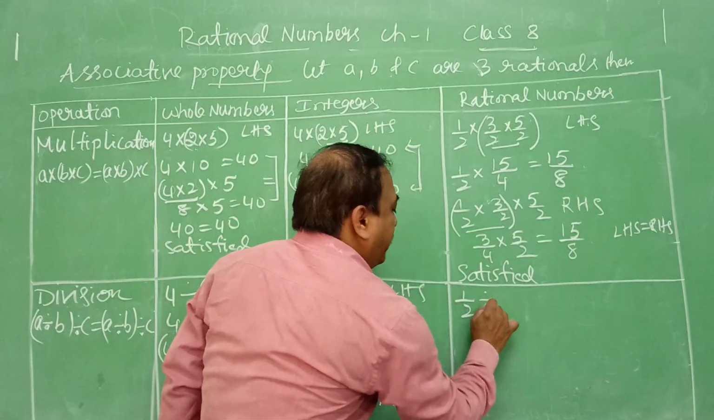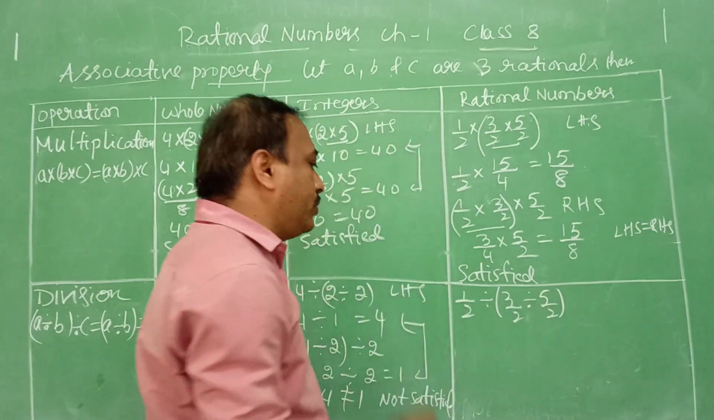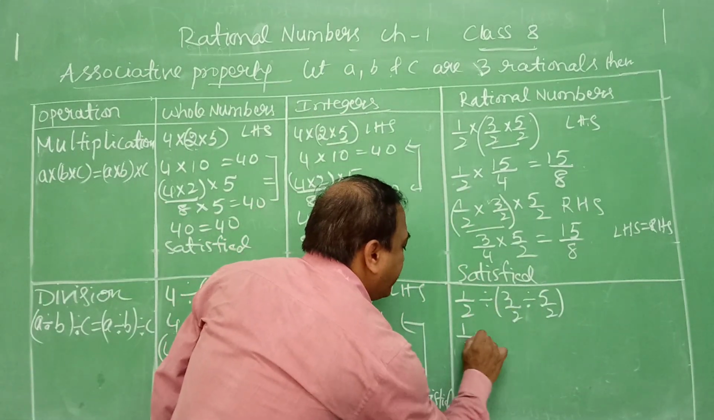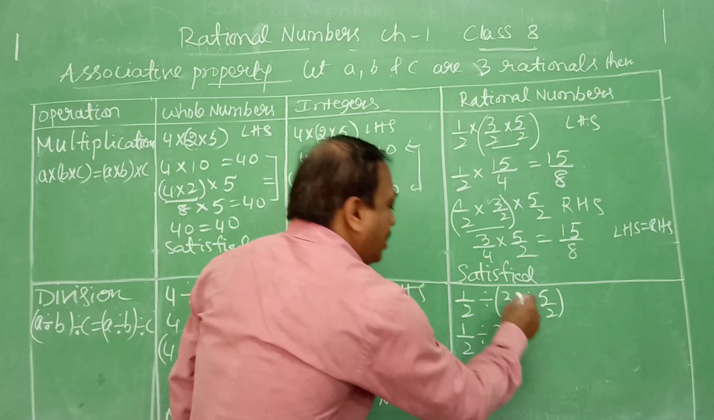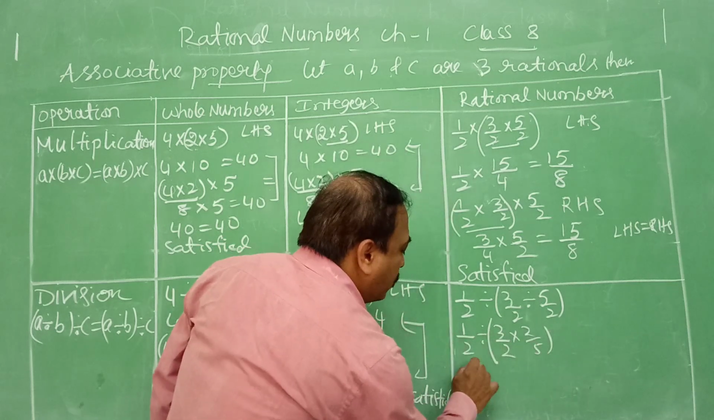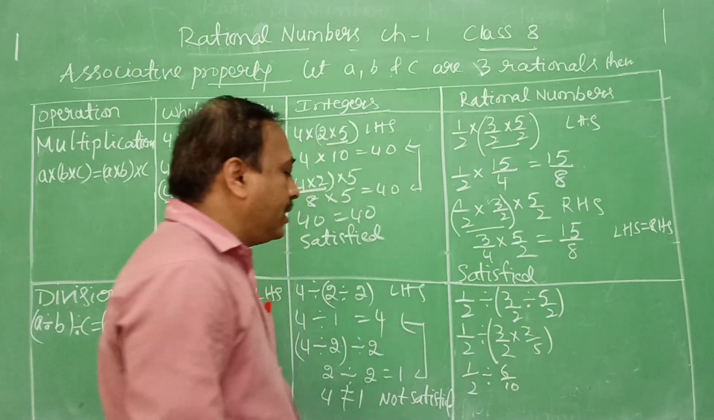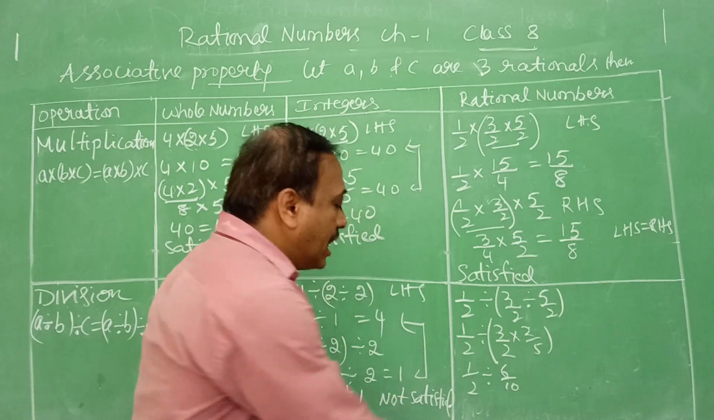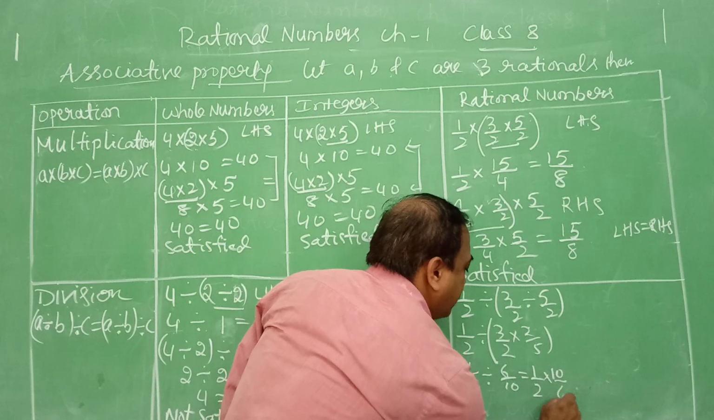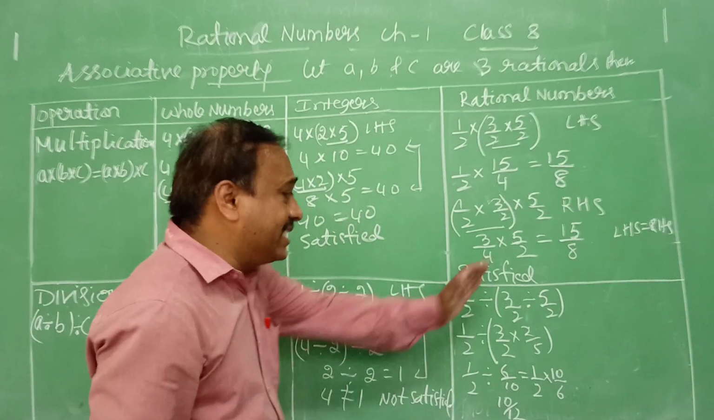1 by 2 divided by 3 by 2 divided by 5 by 2. What do we do? We just take the reciprocal of 5 by 2, which is 2 by 5, which will give you 1 by 2 divided by 3 2s are 6, 2 5s are 10. Now again reciprocal for this, which will be 1 by 2 into 10 by 6. So 1 10s are 10, 10 by 12. This is the LHS part.